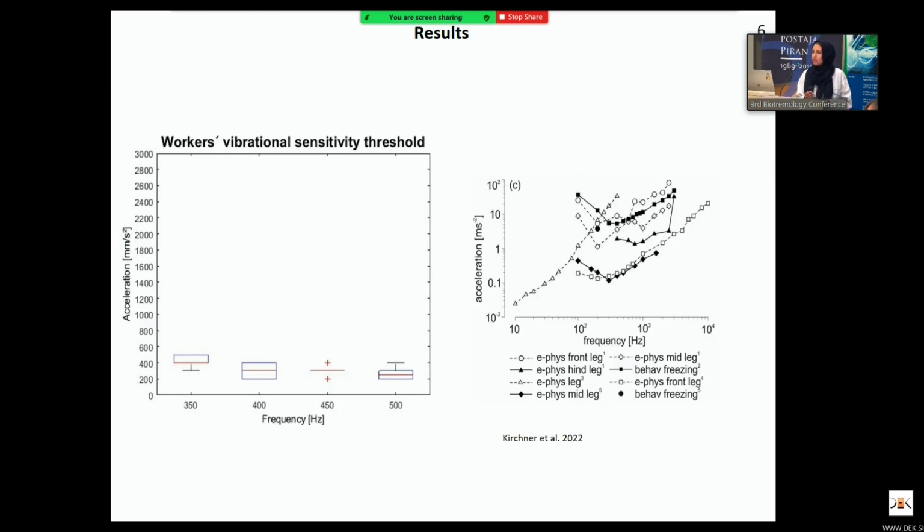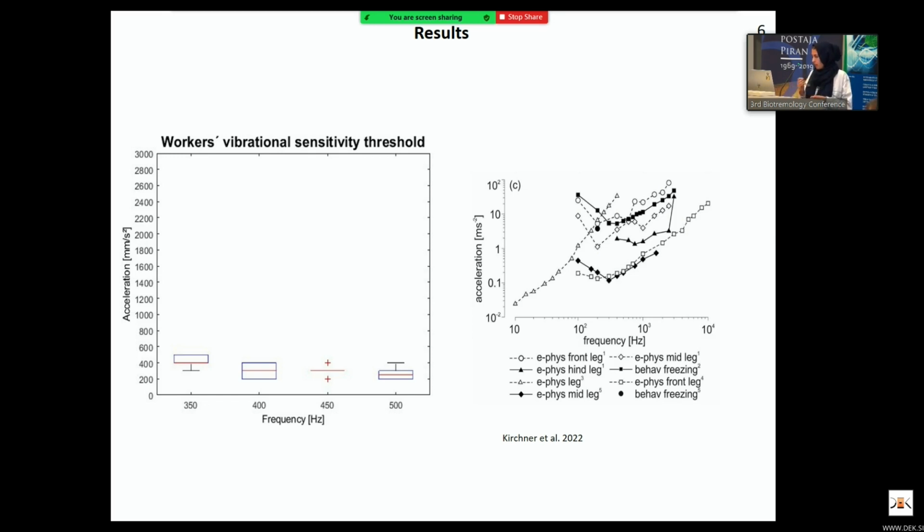So what comes out from my results was that for worker bees, at least when they are enclosed in an isolated arena, they have a high sensitivity. So here we are around 300 millimeter per square second.